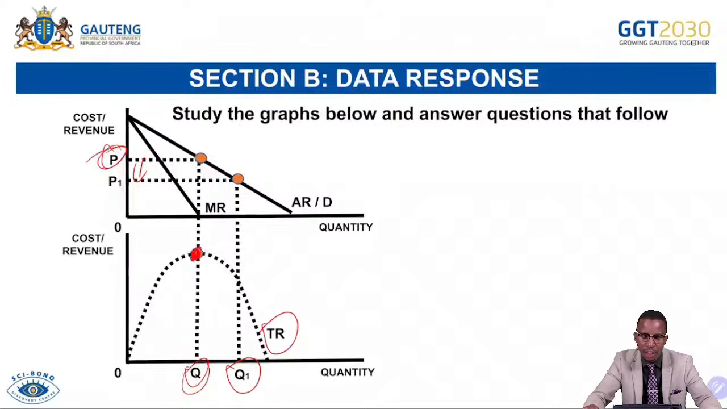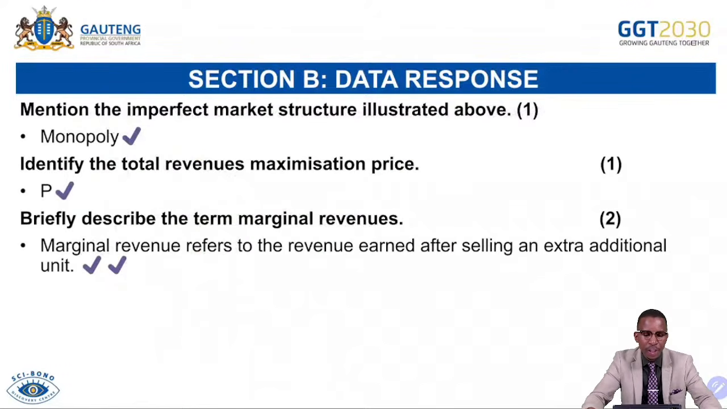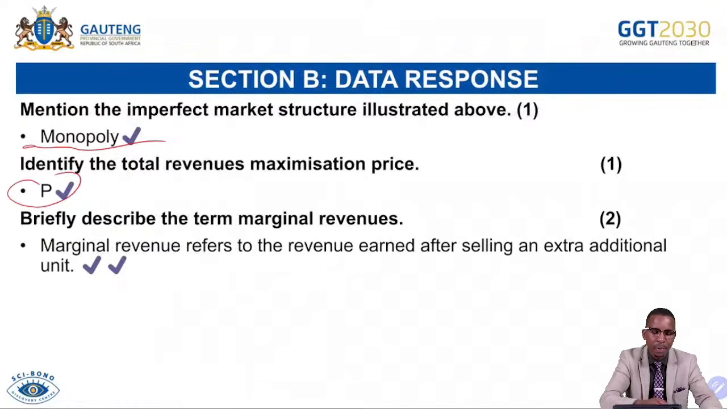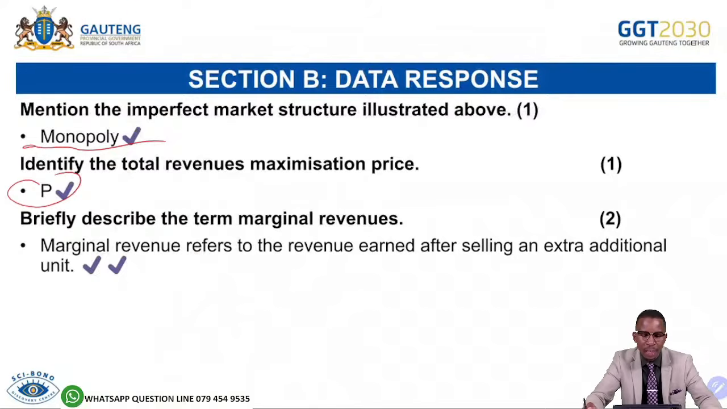Then let's look at questions for this data response question. Mention the imperfect market structure illustrated above. It's a monopoly. Remember, monopoly refers to the market structure that exists where there is one seller and many buyers. Identify the total revenue maximization price. It's P. It's been indicated on the graph. Briefly describe the term marginal revenue. It refers to the revenue gained after selling an extra additional unit. That's what we call the marginal revenue.